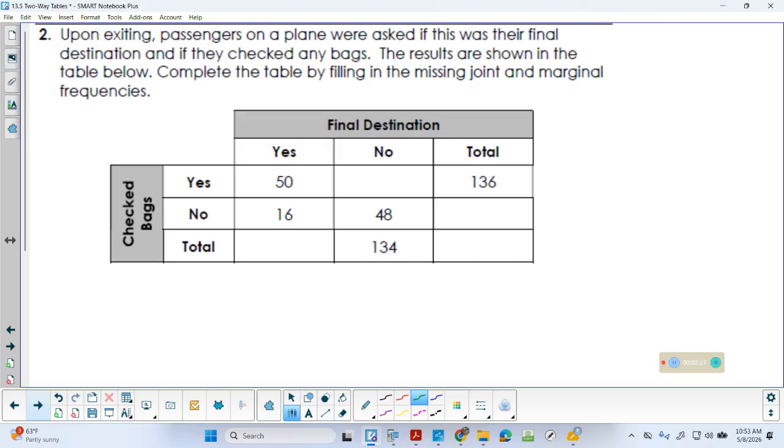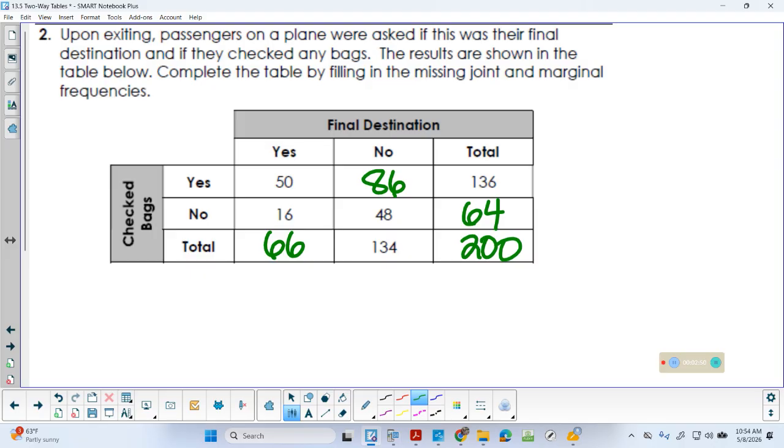I'm going to start with this total. What's 50 plus 16? Got it. How are we going to figure out this one here? Subtract. What's 136 minus 50? Got it. What's the total of 16 and 48? And our grand total. Have you filled in tables like this before ever or no? Just curious. Yeah, okay. So no big deal.